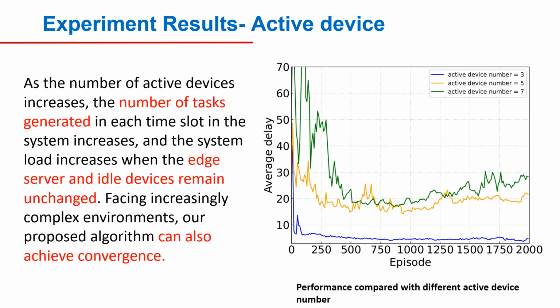The third figure shows the impact of active devices on algorithm performance. The more active devices, the greater the system load, but the number of devices and each server remain unchanged, so the average task delay will increase.